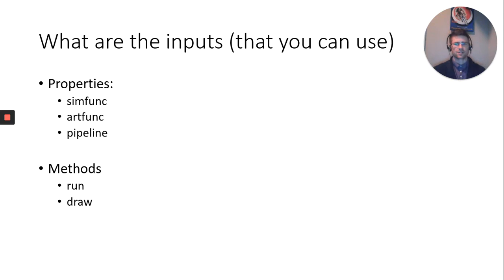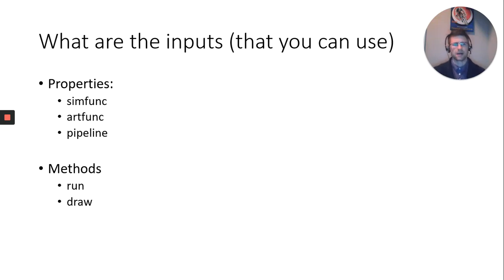So in this function, there are three properties that you can load into it. One is simfunc, which stands for simulation function. That's how you simulate data. There's two ways to do that, and there's a few varieties within those two ways. Artfunc, which I'm actually not sure what it does. I haven't seen any examples of that just yet. I haven't dug into it enough. But you can run the function without that, so I don't think it's of too much focus at this point.